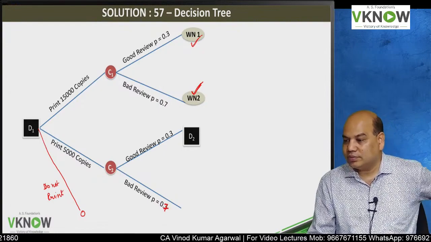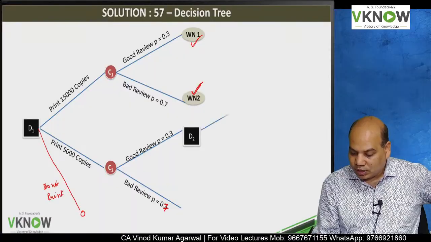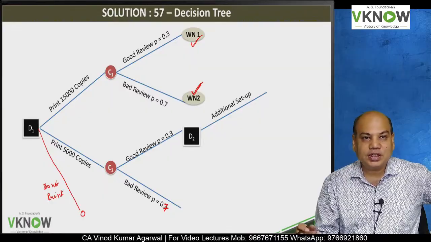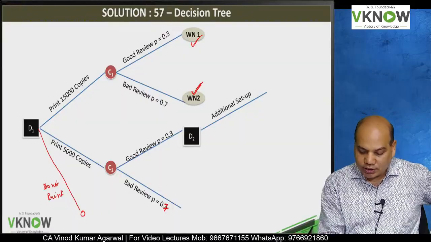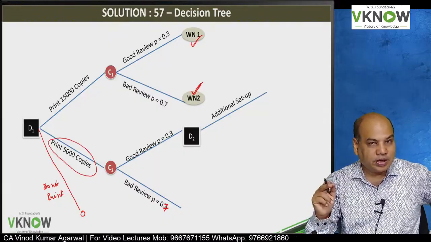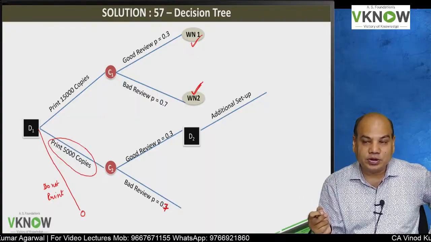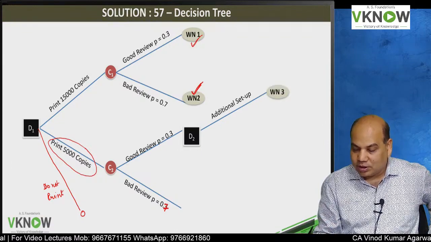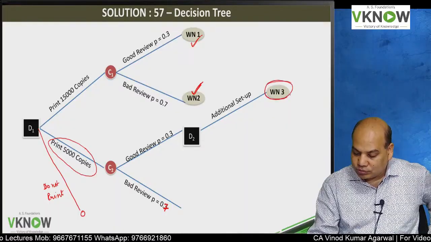Probability is 0.7, right? But if you get a good review, again you have to make a decision whether to go for additional setup of 10,000 more books, because I have printed only 5,000 copies, which means the market will absorb 15,000 copies. So should I print another 10,000 copies or not? All this depends on numbers. Ultimately I must make profit. So what will be my monetary value?